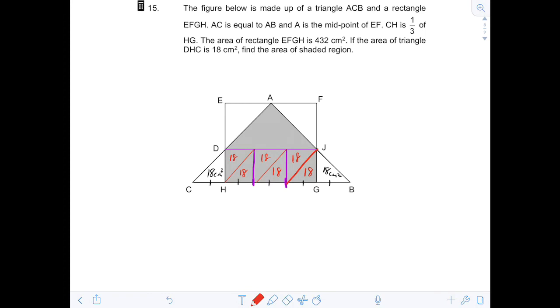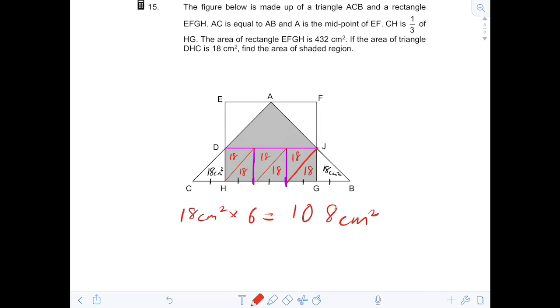Once we have this, we can straight away find the area of all those red color 18s. All we need to do is take 18 square cm times 6. You will get 108. So this will be the bottom part, DJGH. You got the 108.